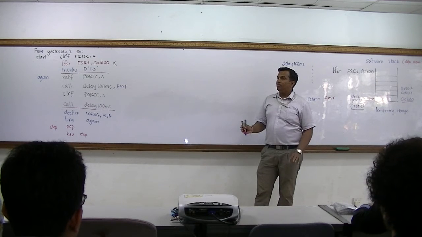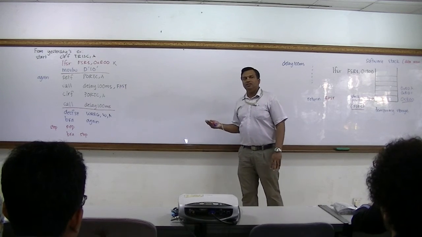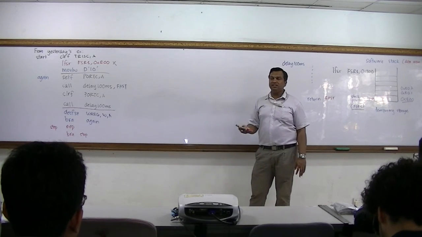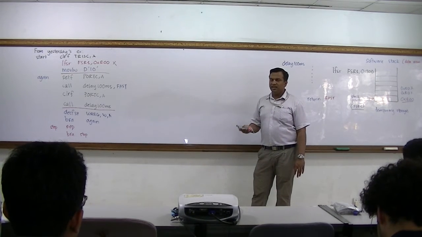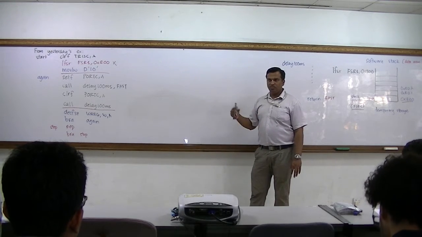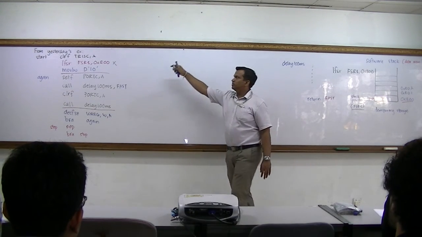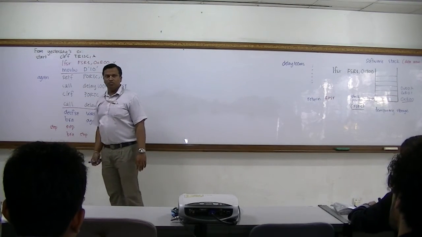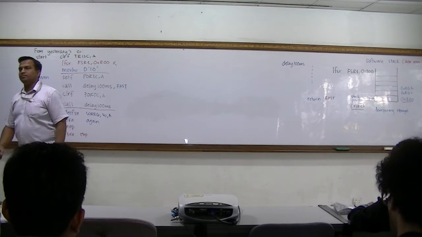Now what if, besides these 3, you have any other special function register that you need to save? Then you need to use push R and pop R. If you're using push R and pop R, then you need to do this and you need to include the macro. Is that okay?